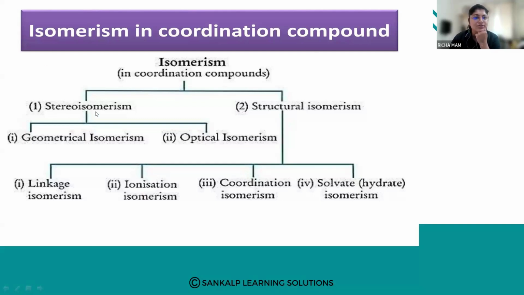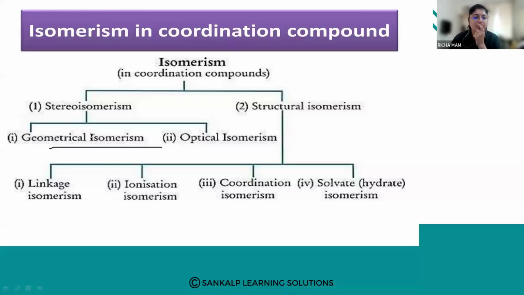Then we had discussed stereoisomerism. What do you mean by stereoisomerism? Yes, the spatial arrangement. Same chemical formula, but different spatial arrangement. Because of the different spatial arrangement, it will show stereoisomerism. Now in stereoisomerism, we discussed yesterday geometrical isomerism, right? So geometrical isomerism and optical isomerism, two types are there.